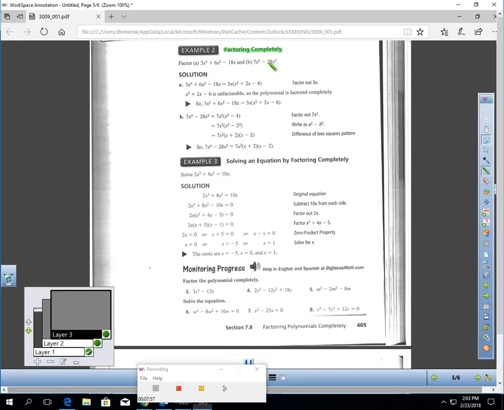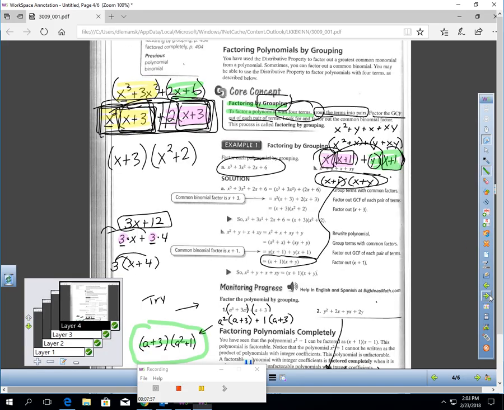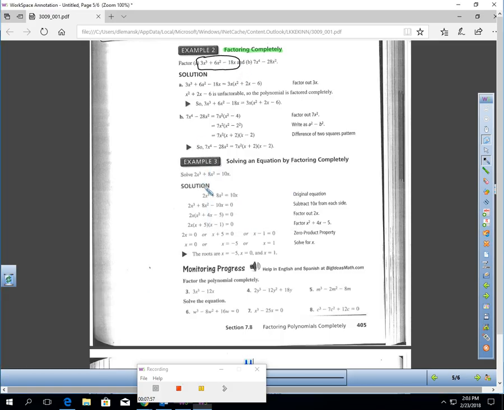Now, let's talk about factoring completely. So, the 4 steps that we've learned, let me go back. These 4 steps I need to use when I'm factoring completely. So I'll speak them out loud as we do these. So for example 2, part A, I want to factor this completely. So step 1, do I have a common factor?